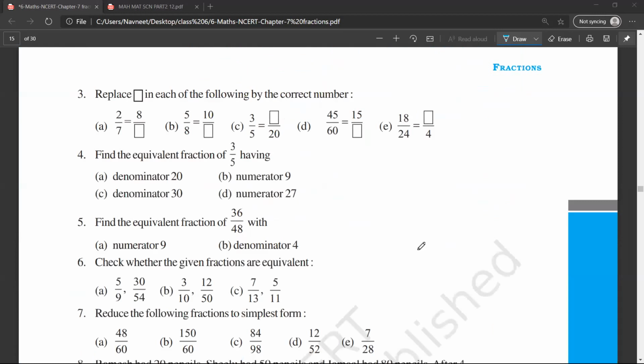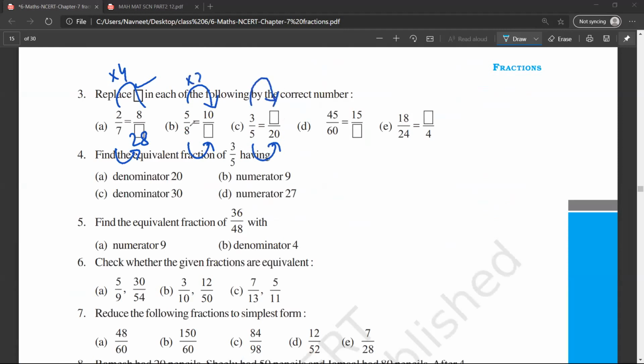Okay. So what should I write here? Replace this by 28. So 2 into 4 is 8. So 7 into 4 is 28. Perfect. What should I write here? 10 by 16. Yes, sir.